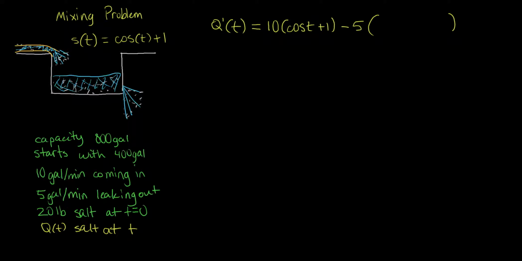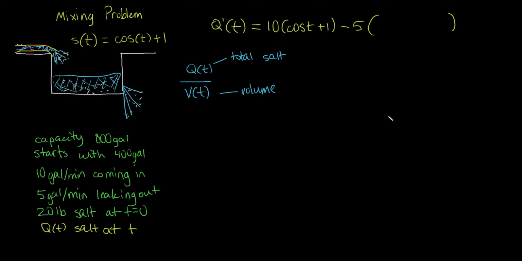Well, if we assume it's perfectly mixed, the salt per gallon should be Q of t, which is the total salt, and we should be dividing it by the volume of water there is. This is the volume, right? If we say salt divided by volume, we're going to get salt per unit volume. But what is this volume?